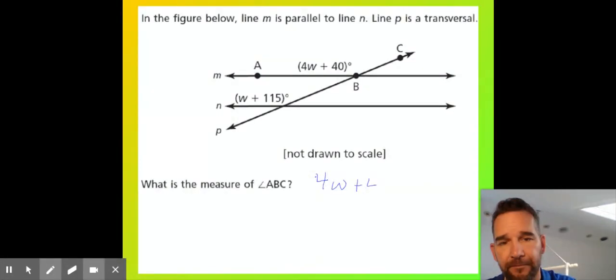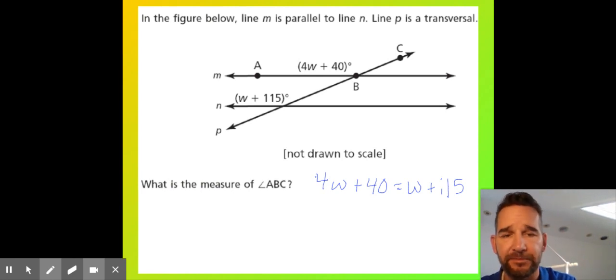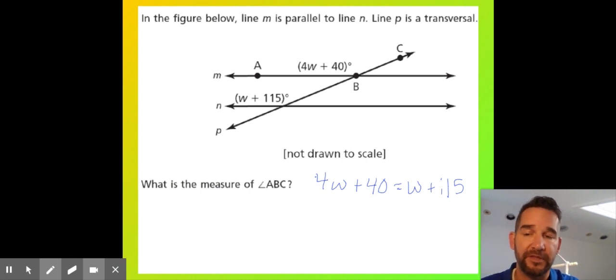Now, it didn't ask for you to say what the reason was, but it's really important that you do know what some of those reasons are. So knowing that those are corresponding allows you to know that they must be congruent. So I just set up my equation, and now I go ahead and solve. You can pause the video if you want and solve. I'm going to pause the video, do all my work, and I'll come back with the answer in just a moment.